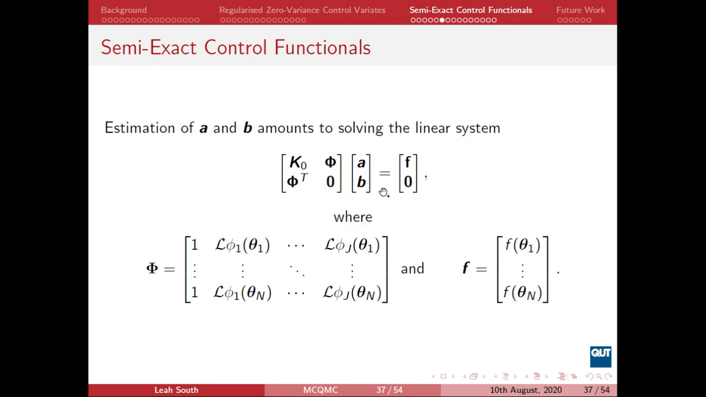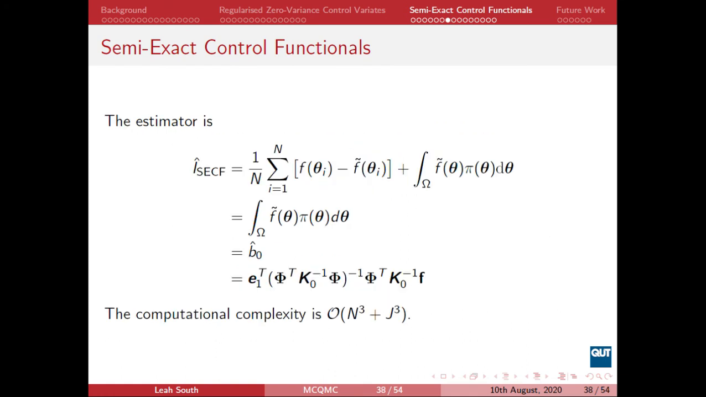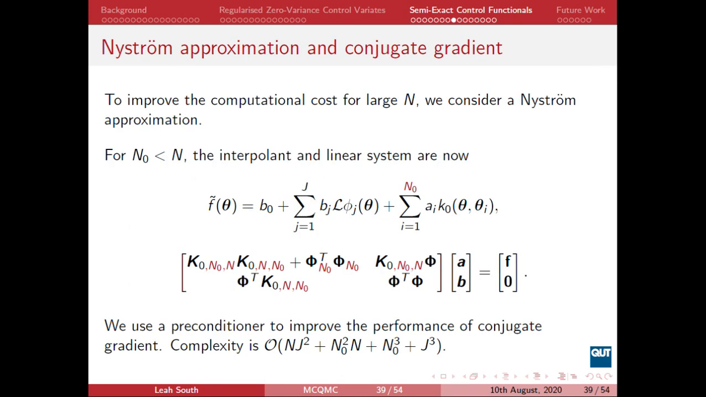So actually estimating A and B amounts to solving this linear system here, and I'll refer you to the paper for more details, but essentially this phi matrix is just the Stein operator applied to our parametric basis, and K0 is the Stein operator applied to our kernels. So for what the estimator looks like, this top line is just the formula for control variates. We've done interpolation, so this part here cancels out, and we know that the true integral of f tilde is just the intercept beta naught, or b naught, sorry. And so we get that the final estimator is of this form here, and this has computational complexity n cubed plus j cubed, where j is the number of terms in the parametric basis. So this is quite expensive, and so we developed some methods to reduce the cost of performing this.